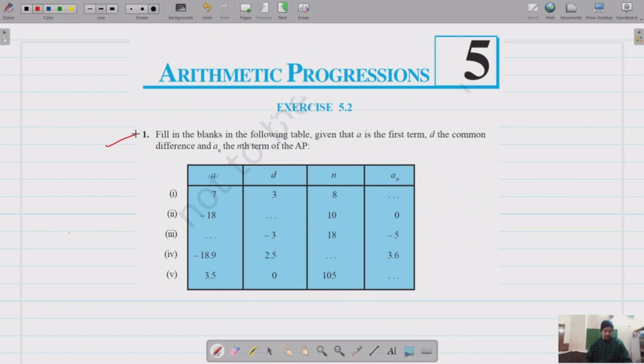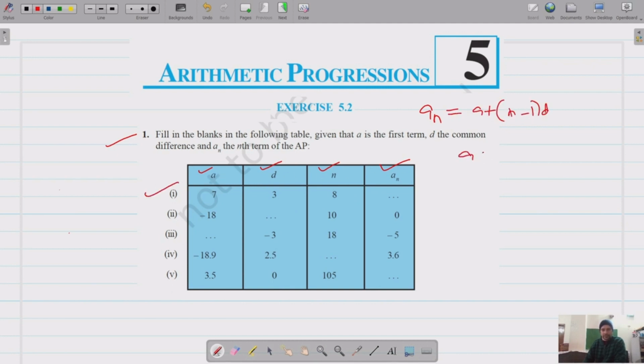Okay, so for question number one, we have to fill in the blanks. We are given either the first term, common difference, nth term, or the number of terms, and one of them is missing. So we have to find the missing term, and we are going to use the formula of the nth term. The formula of the nth term is a plus n minus 1 into d.